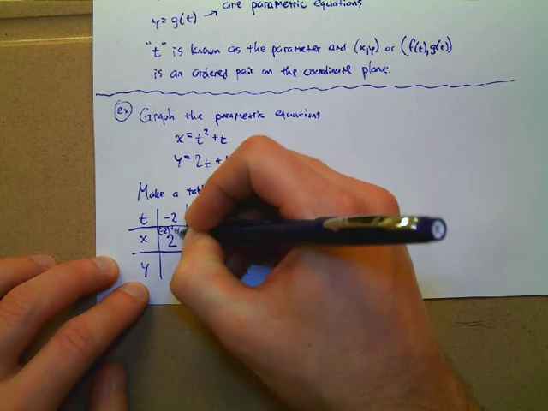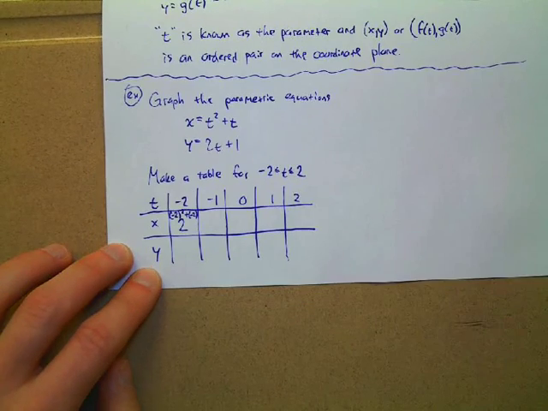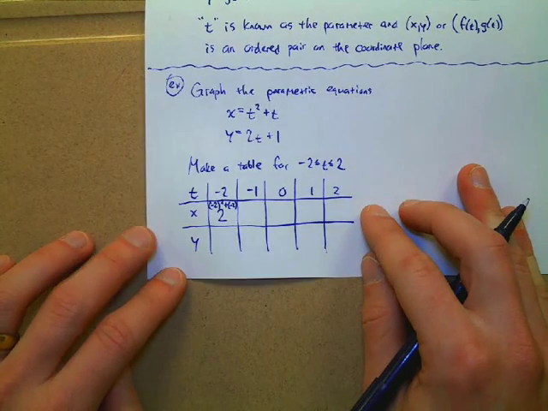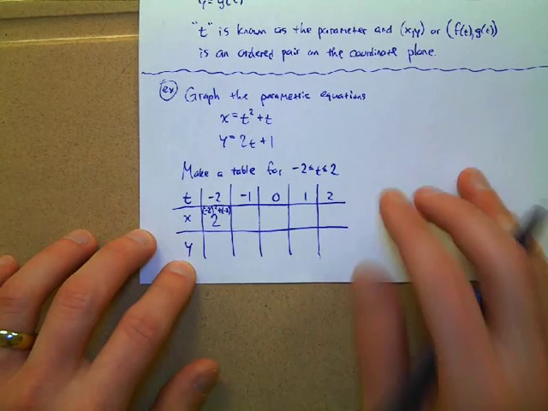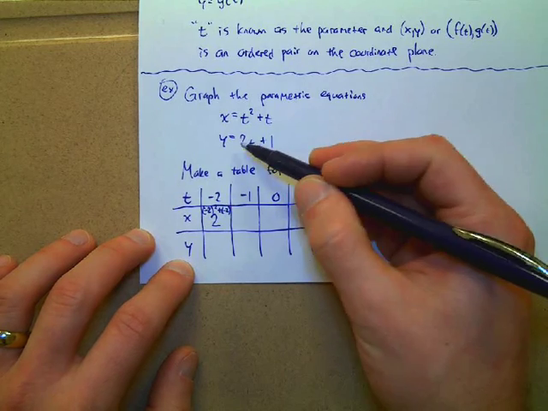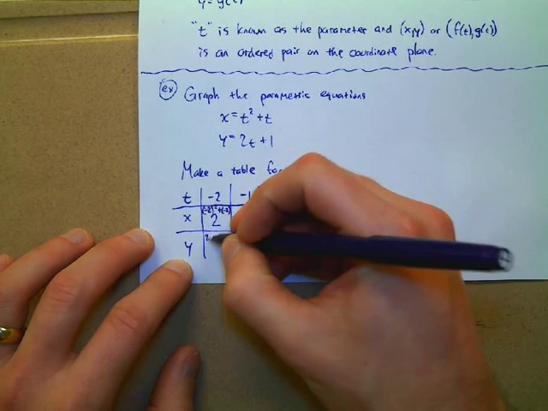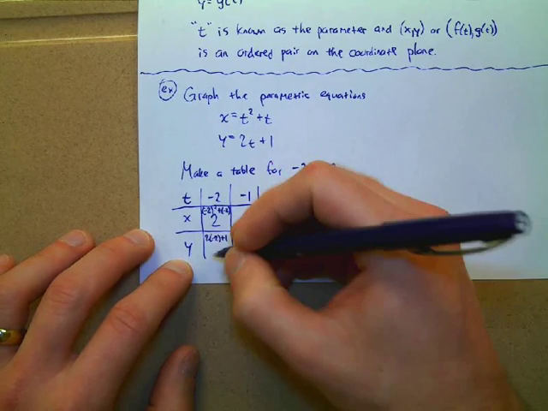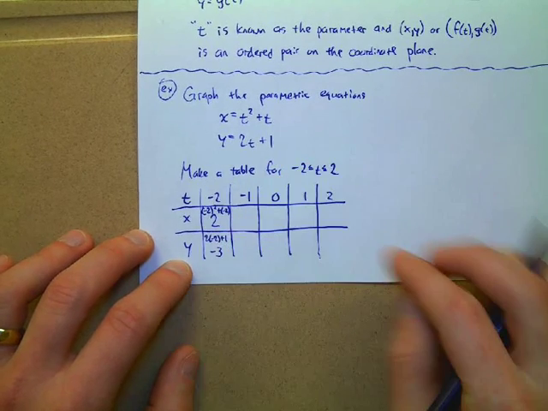And then for my y value, we'll plug t equals -2 in for the t here. So it'll become 2 times -2 plus 1. Well, that's -4 plus 1, so it's -3. So now I have a coordinate that we can plot, the point 2, -3. Okay, questions so far or anything?